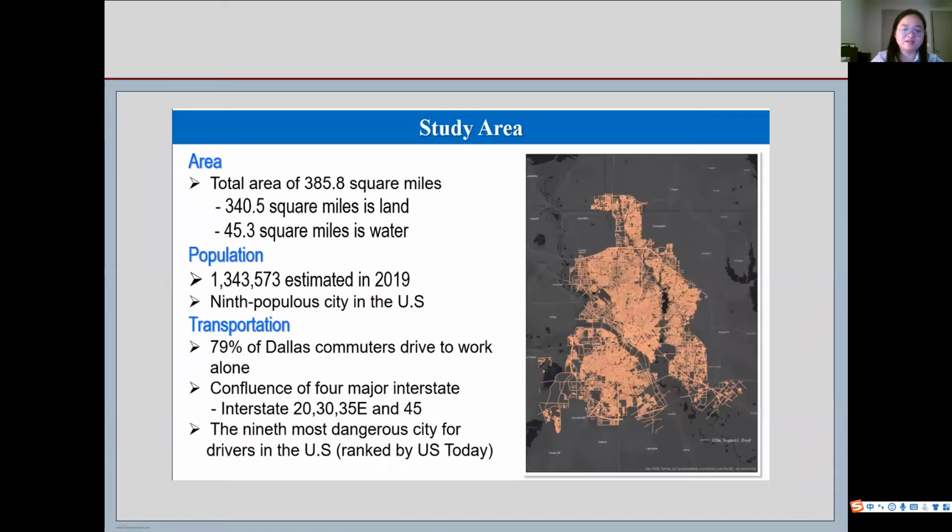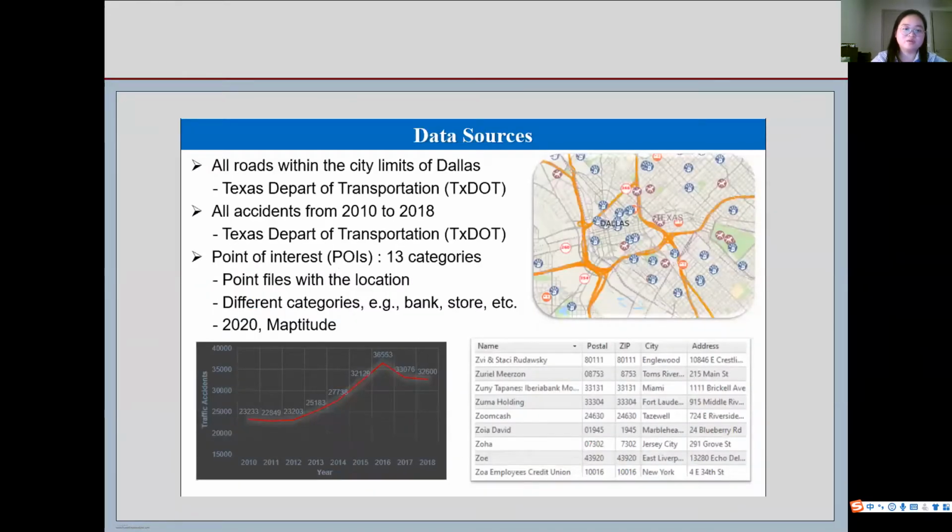We study traffic accidents in Dallas. This city is the ninth most populous city in the United States and also ranked as the ninth most dangerous city for drivers. We use traffic accident data from 2010 to 2018. Another data is point of interest, POI. It's a point file with the location of features on the Earth. Like the map shown here, different icons correspond to different features like a bank or store.